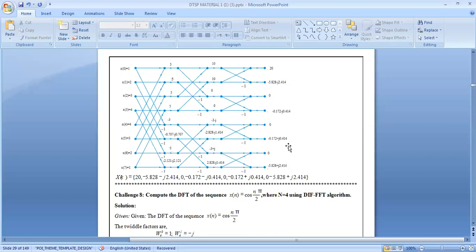x of 0 is equivalent to 1, 2, 3, so the input should be in normal order: 1, 2, 3, 4, 4, 3, 2, 1. We combine x of 0 with x of 4. So 1 plus 4 will be 5, 1 minus 4 will be minus 3. Then 2 plus 3 will be 5, 2 minus 3 will be minus 1. 3 plus 2 will be 5, 3 minus 2 will be 1. And then 4 plus 1 will be 5, 4 minus 1 will be 3. This takes place over the 8-point sequence.